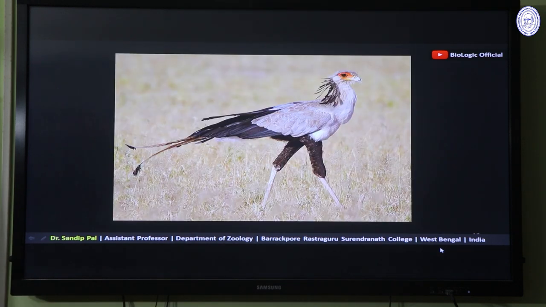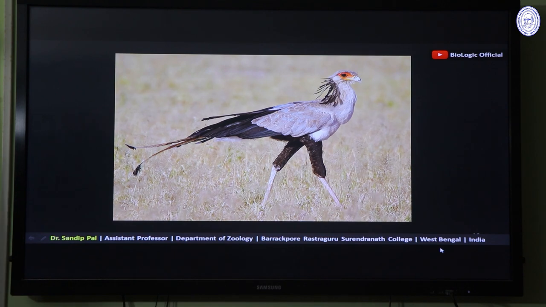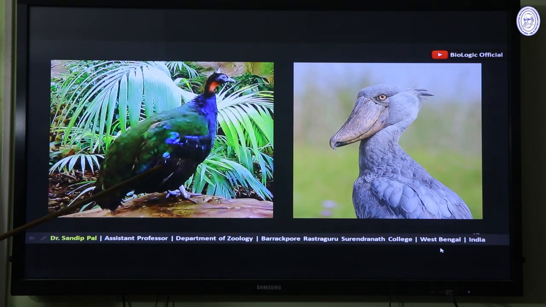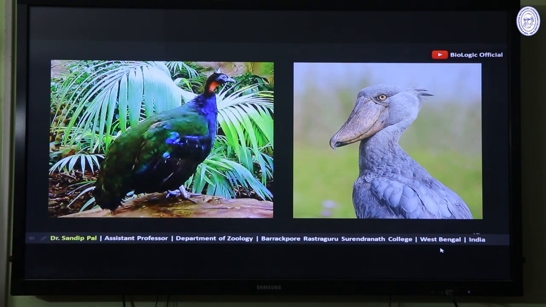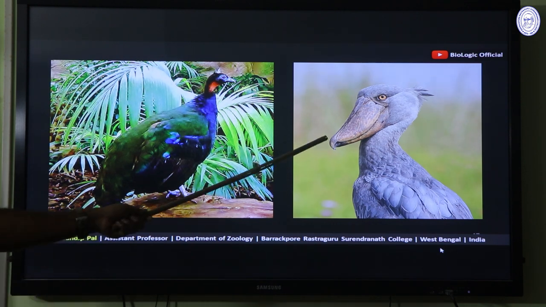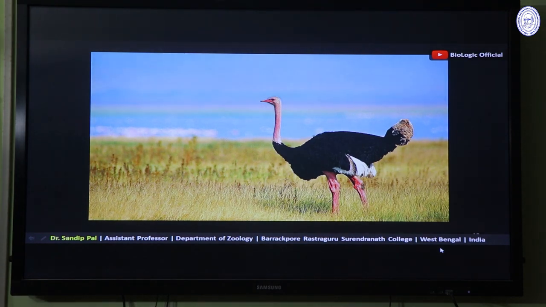Now next, move into the birds of this African continent or Ethiopian realm. This is secretary bird, large predatory bird. Congo peacock, and this one with a stout bill. This bird is called shoebill, as its bill looks like a shoe. And another flightless bird, the second one, first one is rhea from Neotropical, and in Ethiopian realm this is ostrich, very large flightless bird.